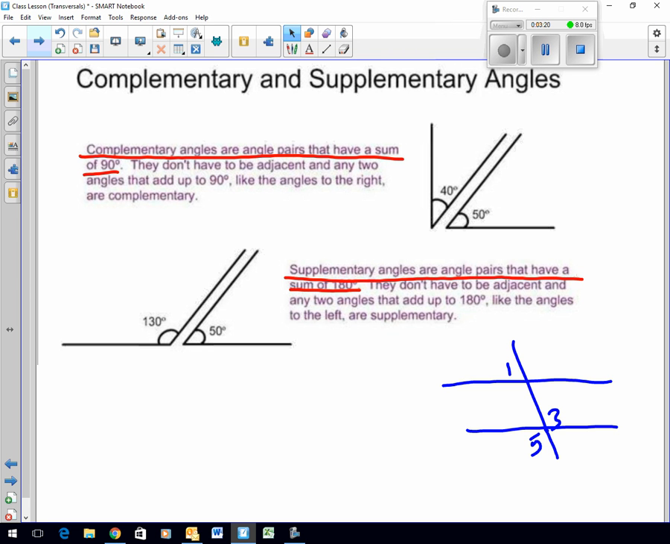So you should have definitions of complementary and supplementary down. Does anybody still need this slide? Raise your hand. Alright, so hopefully everybody knows complementary versus supplementary.